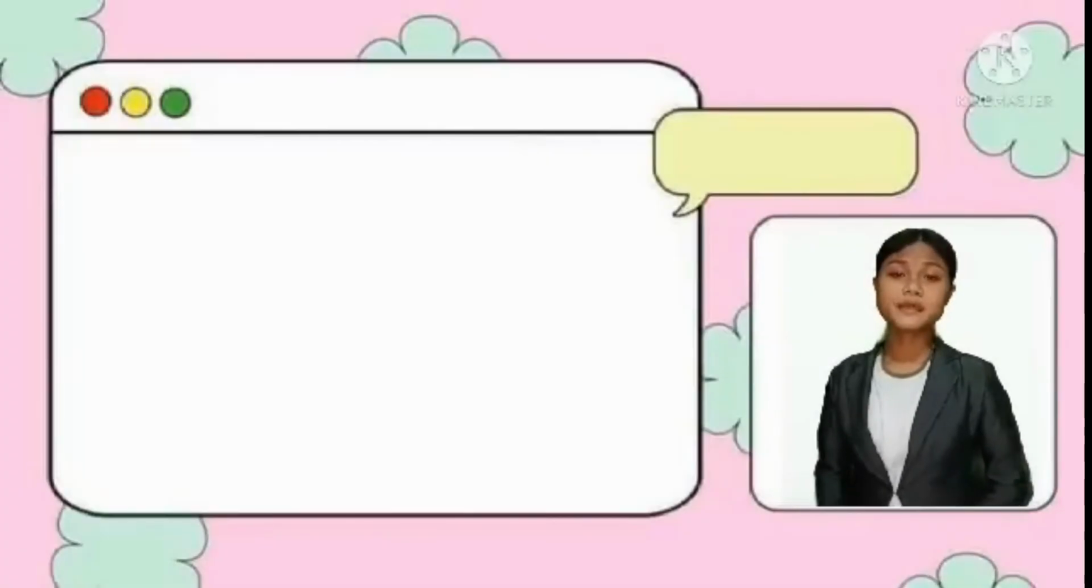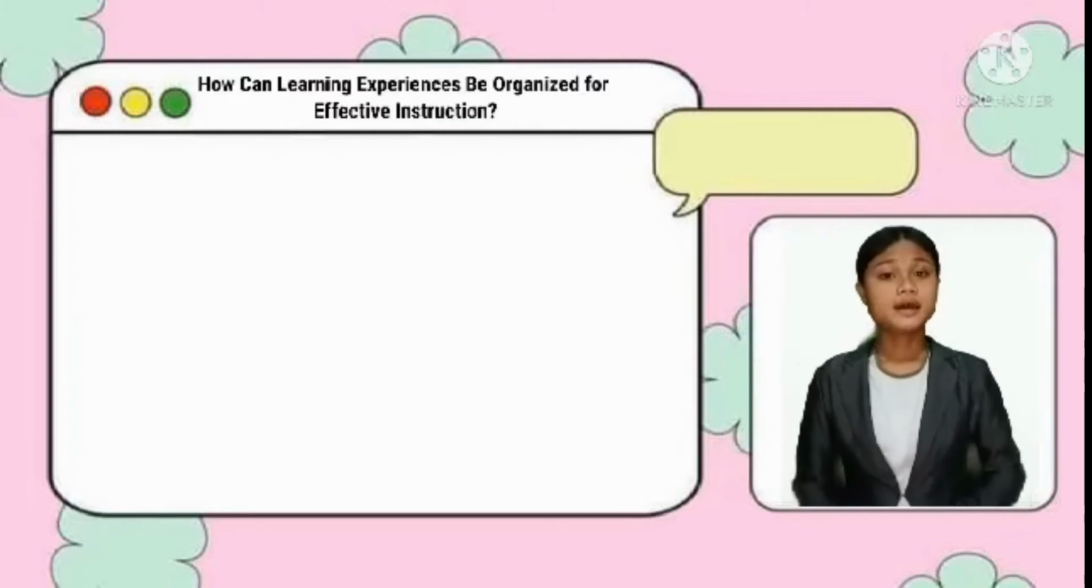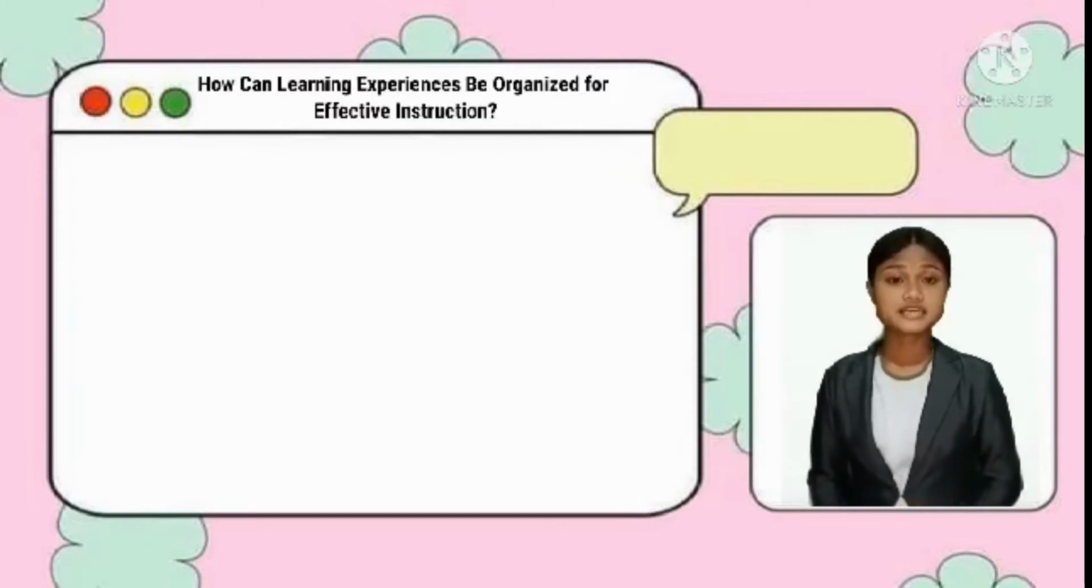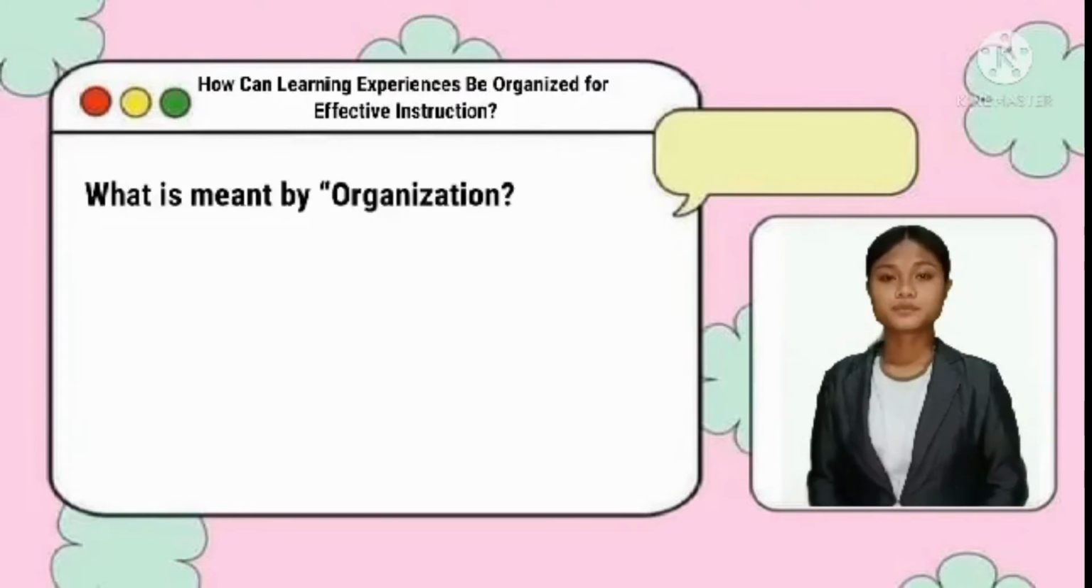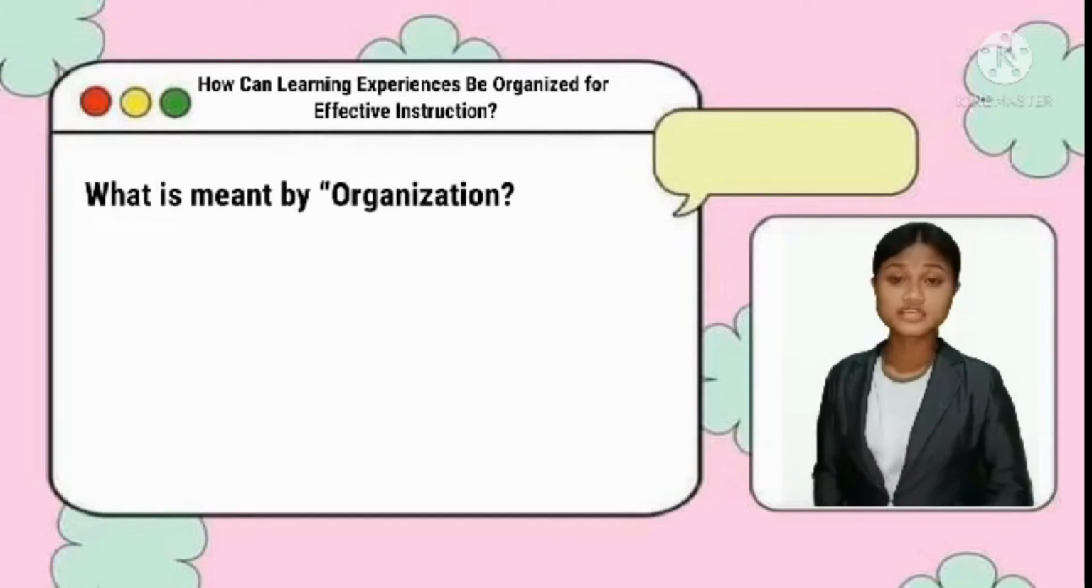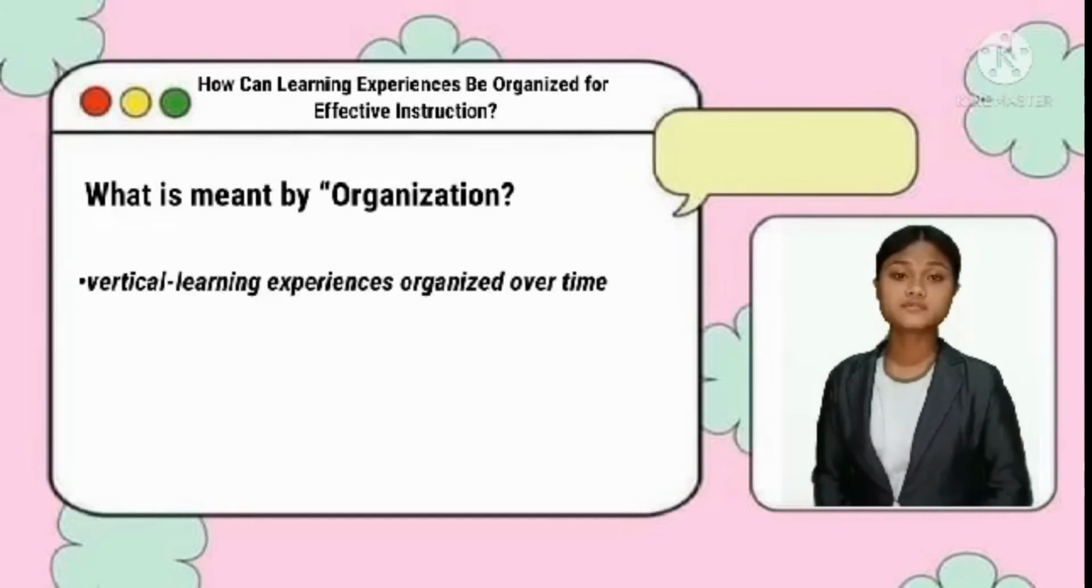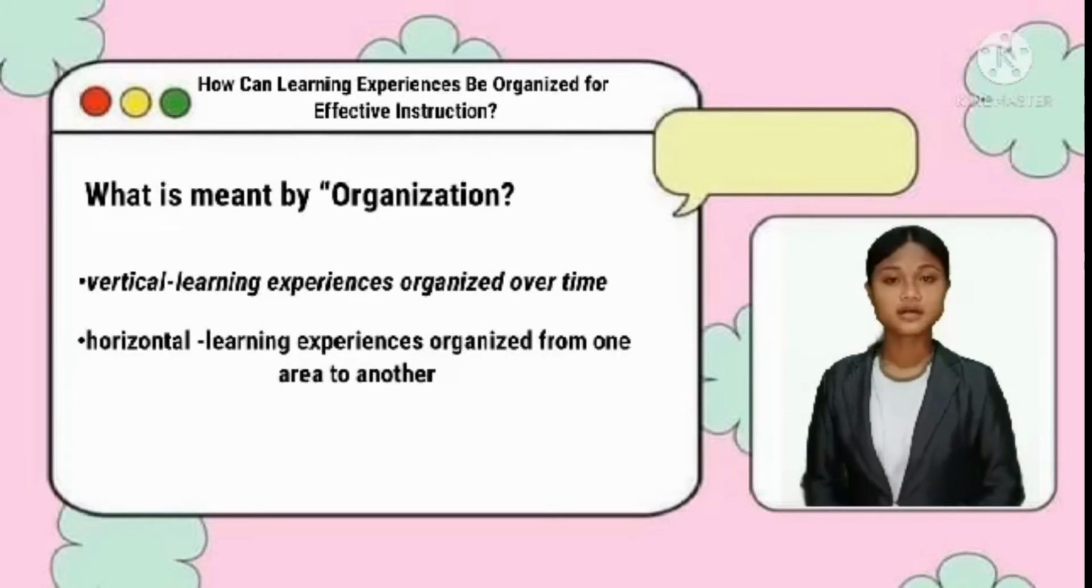Good day everyone, my name is Edma Kairin and I'm from BSED 2G. How can learning experiences be organized for effective instruction? What is meant by organization? There are 2 types of organization. First is vertical, or learning experiences organized over time, and the second is horizontal, or learning experiences organized from one area to another.